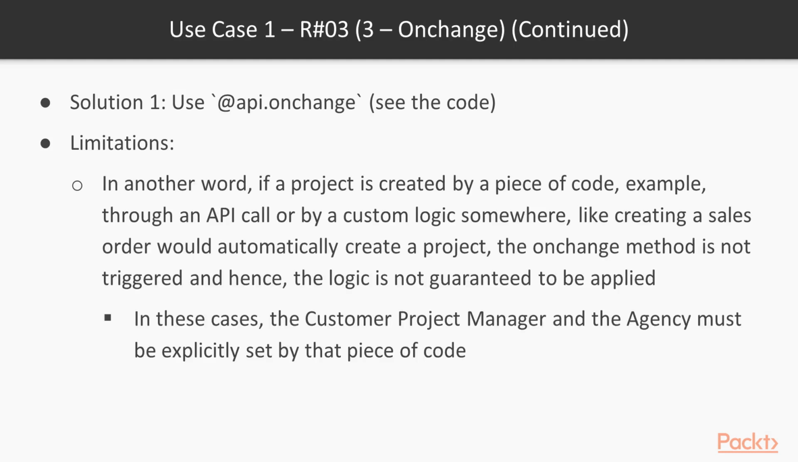In other words, if a project is created by a piece of code, for example, through an API call or by custom logic somewhere, like creating a sales order would automatically create a project, the onchange method is not triggered and hence the logic is not guaranteed to be applied. In these cases, the customer project manager and the agency must be explicitly set by a piece of code.